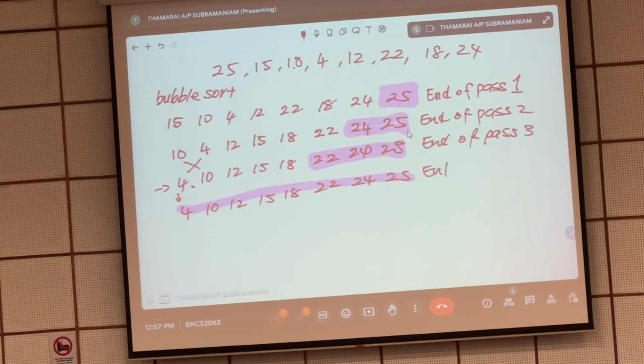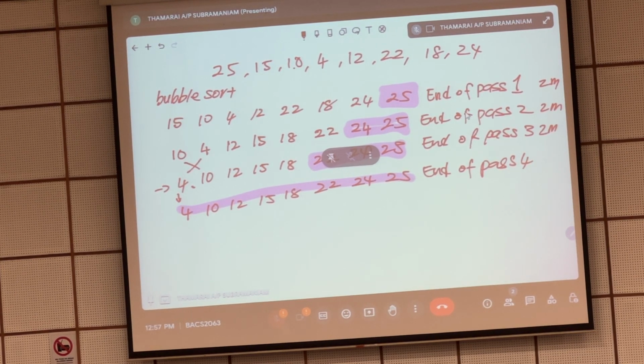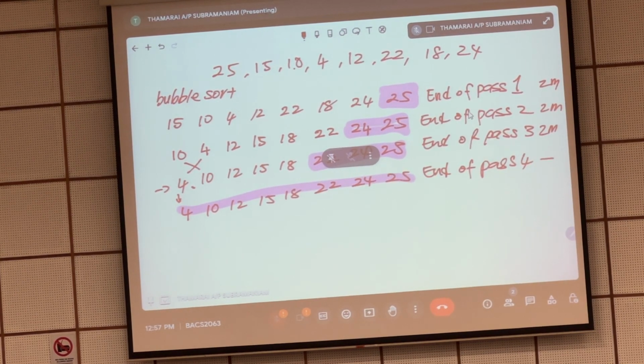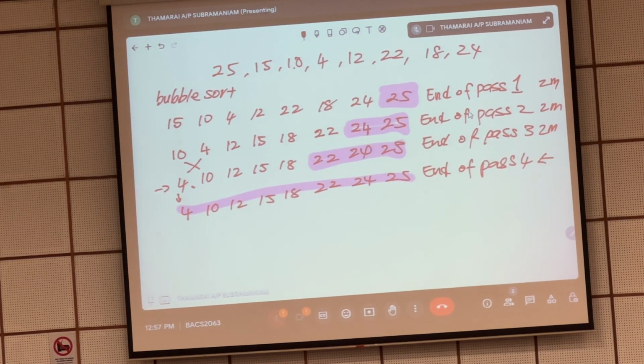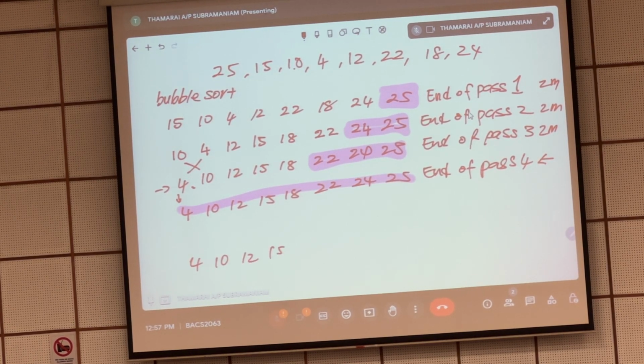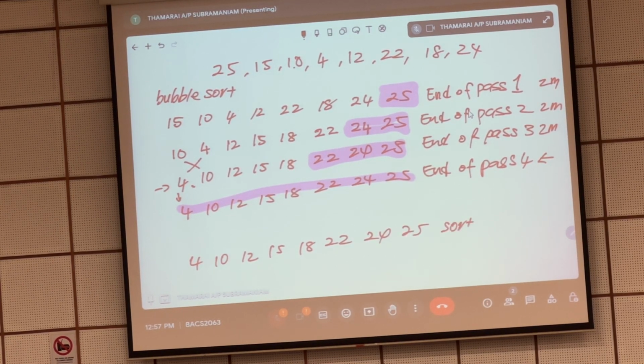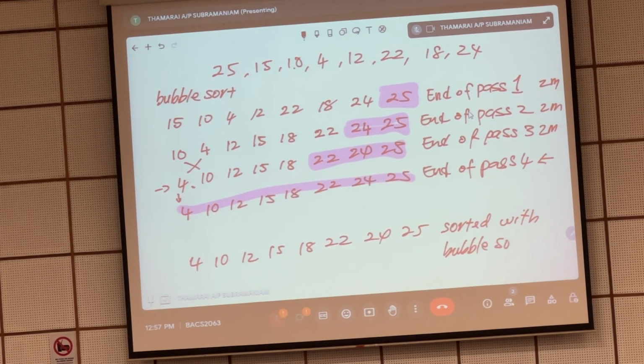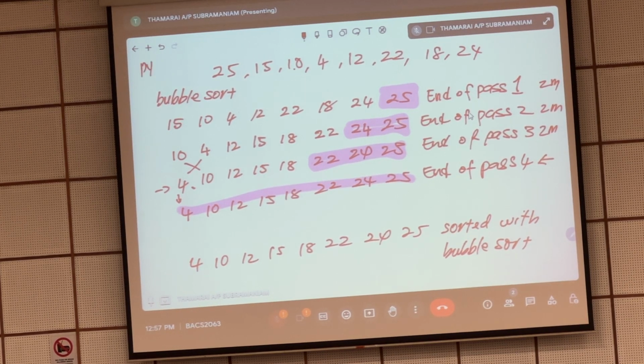So, if you stop halfway, then you'll have maybe 2 marks here, 2 marks here, 2 marks here. These 2 marks you will lose. Alright, these 2 marks here, 2 marks here, you lost. Okay, so now to write it again, 24, 25, sorted with bubble sort. Okay? Alright?